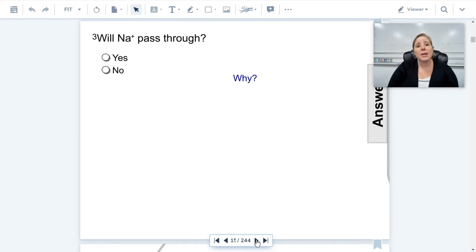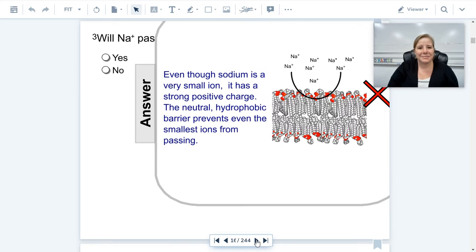Okay. How about sodium ion? Yes or no? Sodium is very small. It's 1 atom. However, it has a full charge. Because of that full charge, the hydrophobic region, the middle region, doesn't want anything to do with it, and it will send it away, and therefore it can't go all the way through.